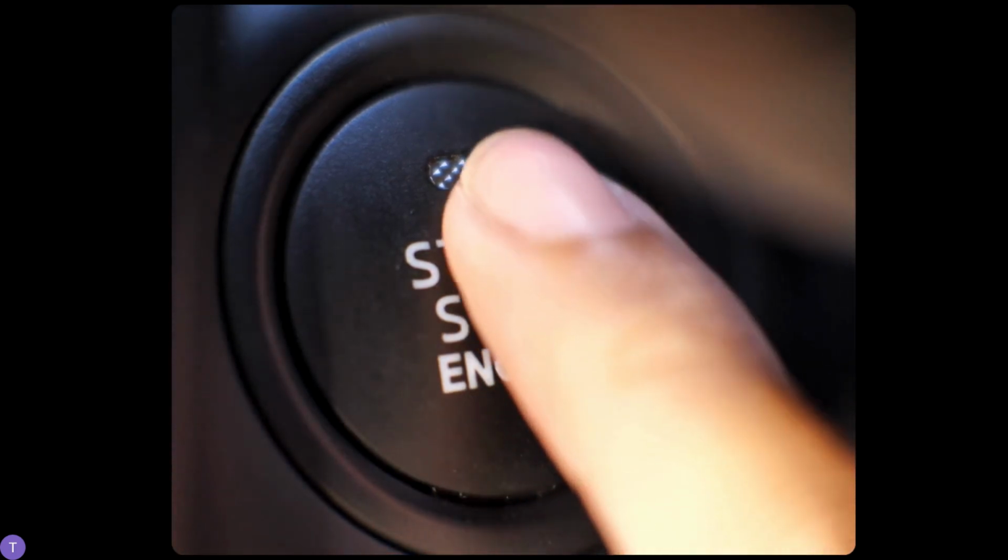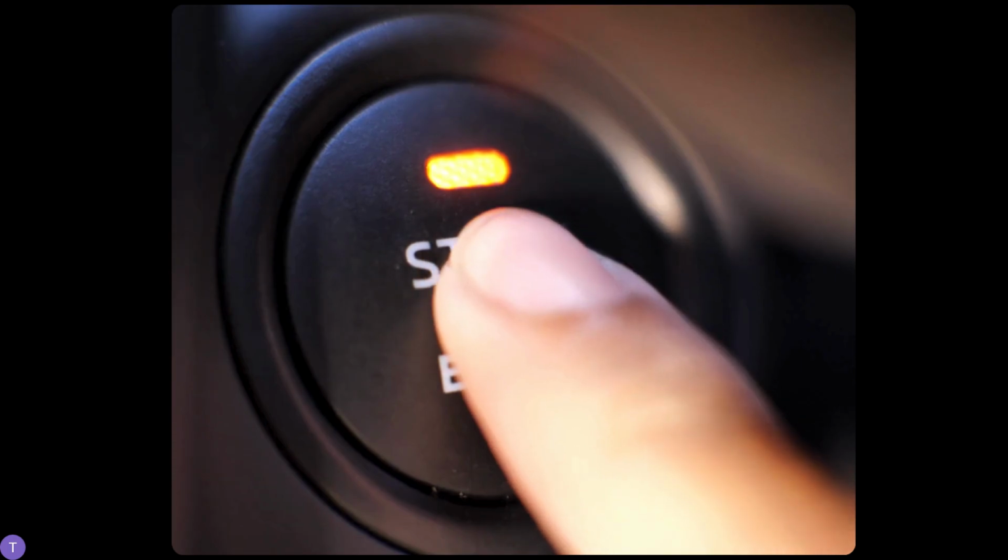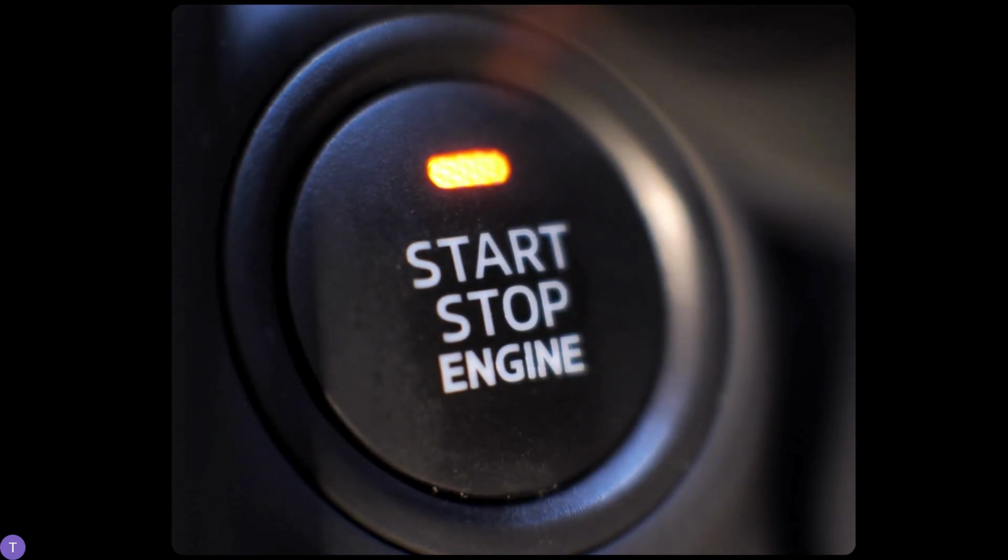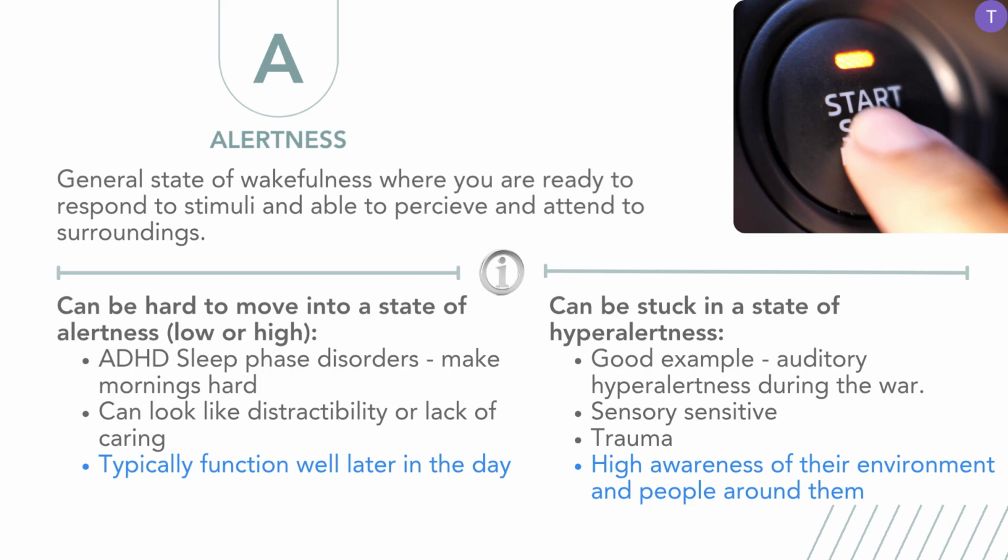Now, remember, this is not actually an executive function skill. It is more an underlying mental process that is important for all of those other executive function skills. So, alertness can be thought of as turning on the car, being able to start the engine. Alertness is defined as a general state of wakefulness where you're ready to respond to stimuli and able to perceive and attend to your surroundings.